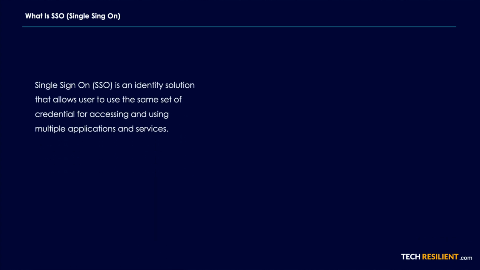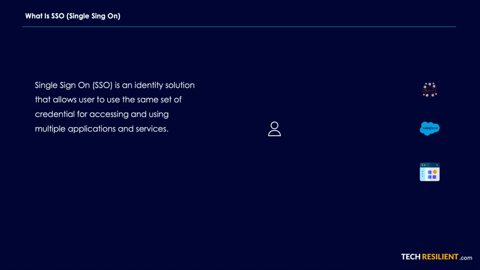SSO is an identity solution that allows users to use the same set of credentials across multiple different applications and services. Let's see an example. Imagine this user who wants to access Office 365, Salesforce, and some of the other business applications. Without SSO, the user must log into each application individually. Also, the other challenge here is that user may have to retain different usernames and passwords because each of these applications may use a different identity source.